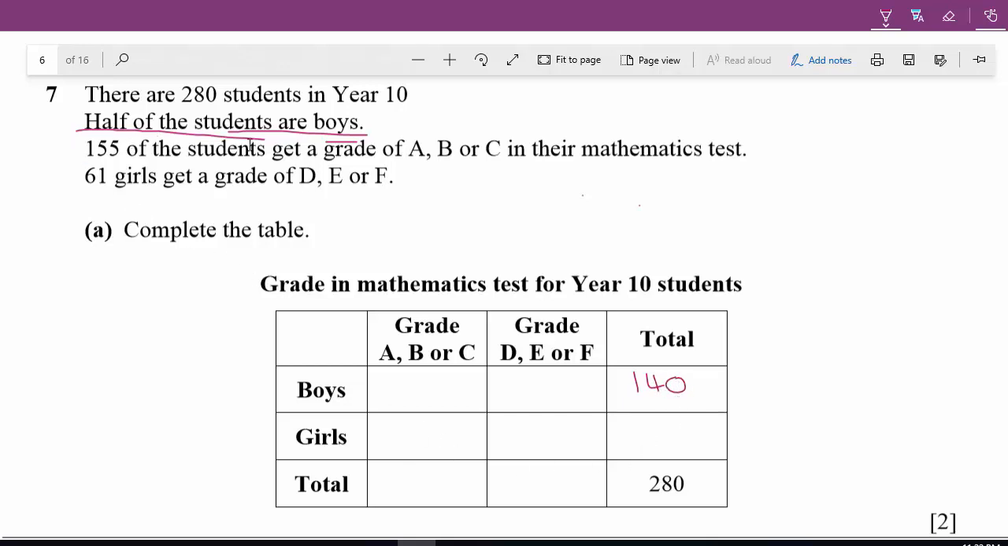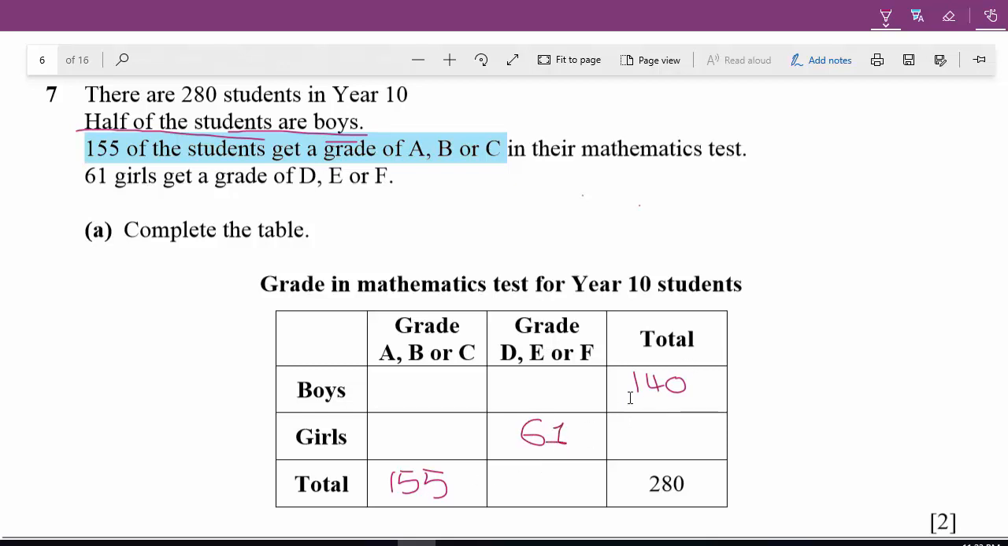And 155 of the students get a grade of A, B, or C. Since in this part it doesn't mention boys or girls, it means this is the total. 155 of the students get grades A, B, or C. So this 155 is the total of this column. Then what else is given? 61 girls. So this is the column of D, E, F, and for the girls, this 61 comes here.